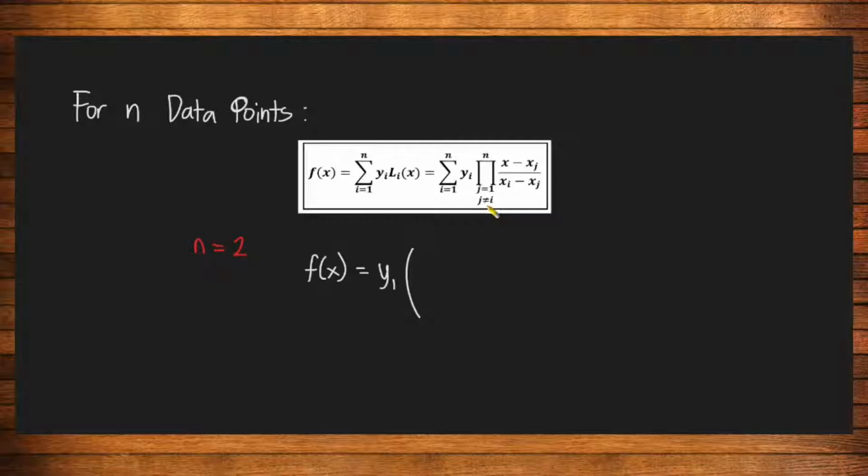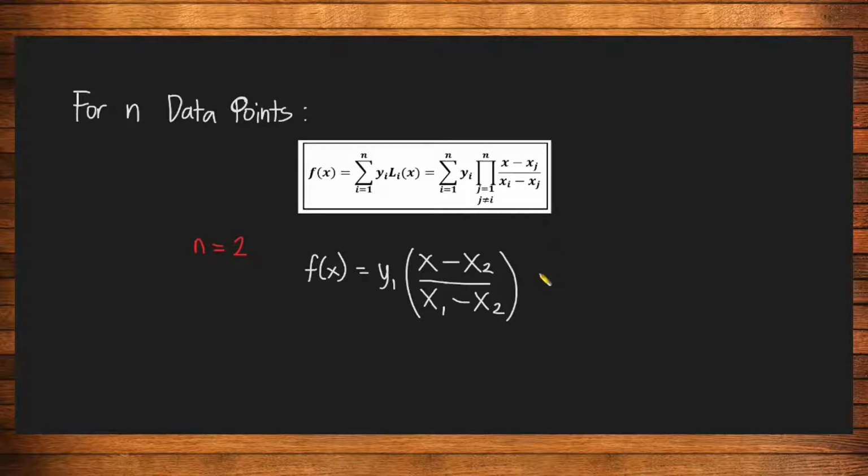Okay, so in this case, sa first term natin, we cannot actually substitute a value of j equal to 1. Kasi yung value ng I natin sa first term is equal to 1. So instead, we will simply substitute the value of 2 for our j. Okay, so this will be x minus x sub j. So that will be x minus x sub 2 over x sub I. So again, for our first term, I is equal to 1. And then minus x sub j. So that will be x sub 2.